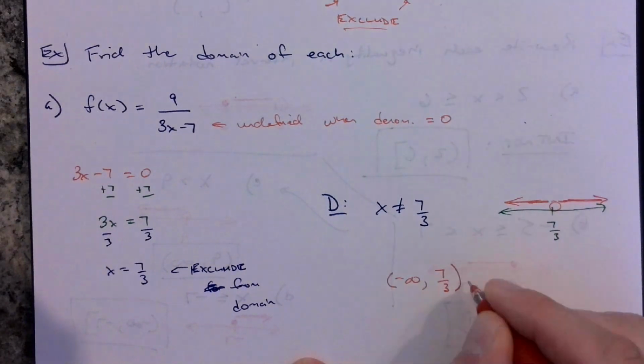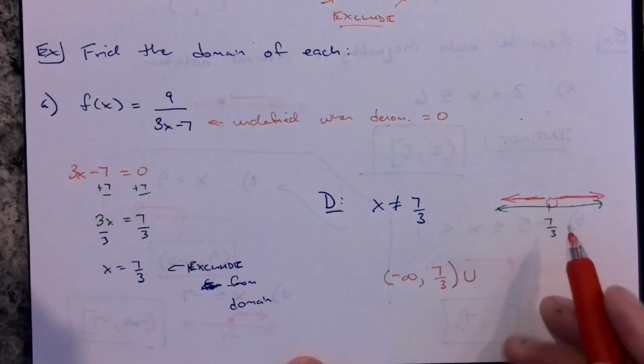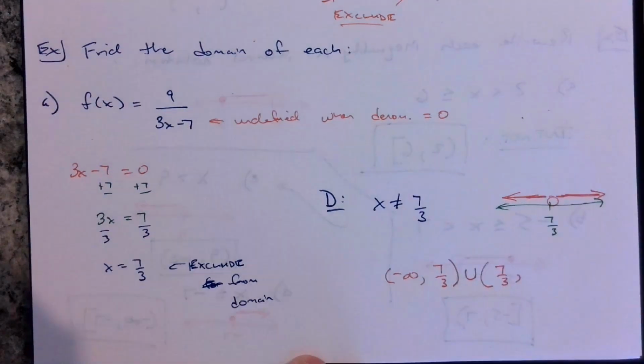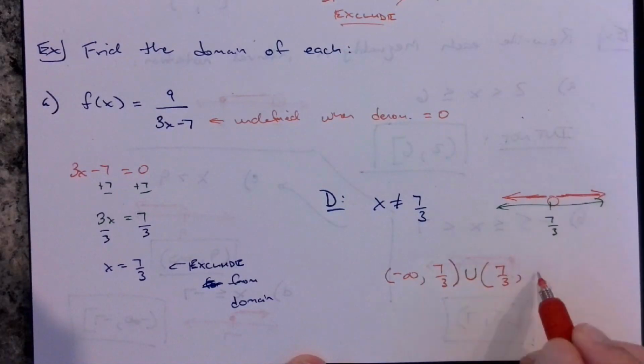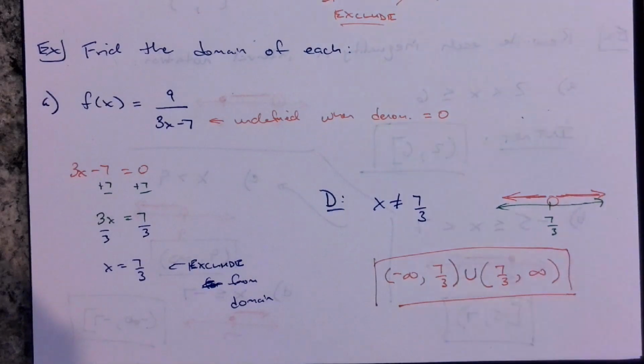And then we put the U for union because now we're starting another interval. Well, where does it start? It starts at 7/3, you're just not including it. So it's parenthesis 7/3. How far does it go? Well, it goes all the way to the right forever, so it goes to infinity, and then a parenthesis because you never include the infinity side. So that would be the domain in interval notation.